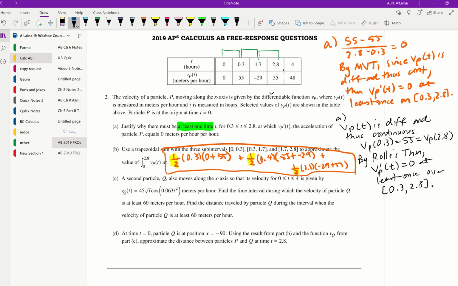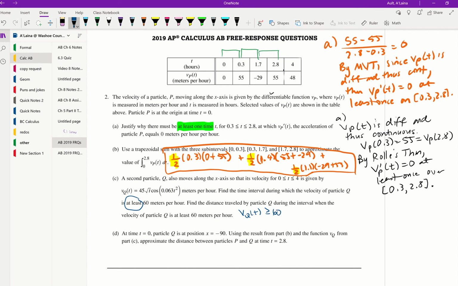Find the time interval during which the velocity of Q is at least 60 meters per hour. That's the first part of it. We also want to find the distance traveled by particle Q during the interval when the velocity is at least 60 meters per hour. So I'm trying to see where v sub q of t, the velocity, is greater than or equal to 60 meters per hour.